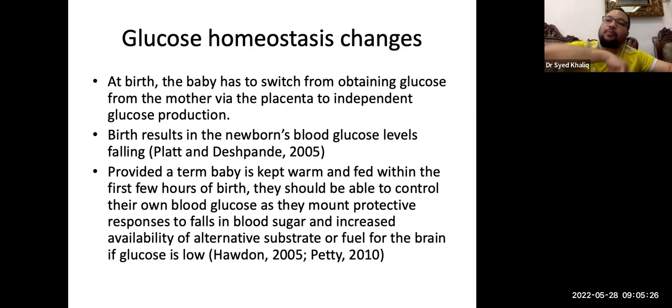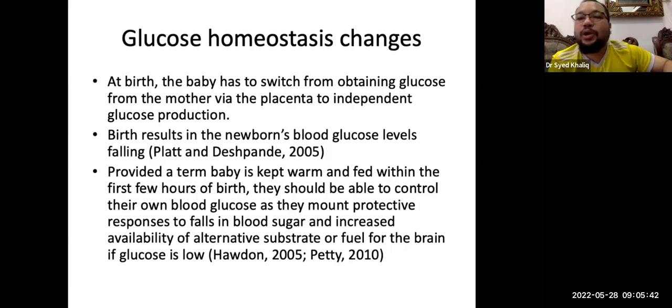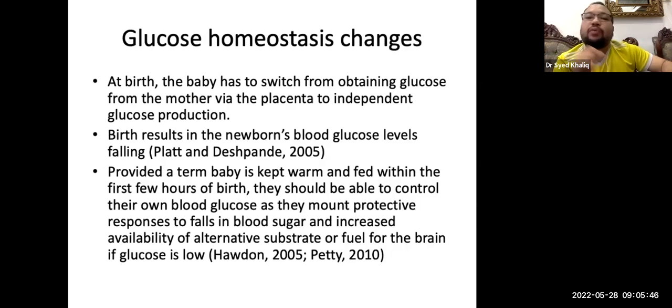Mother eats, mother's glucose shoots up. Mother produces insulin. This glucose also is shared with the baby. Now, mother starts to produce insulin to maintain the blood sugar, but baby cannot produce insulin. Baby doesn't get insulin from mother. So there will be unopposed hyperglycemia.